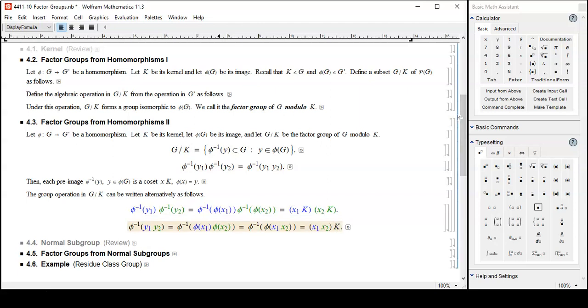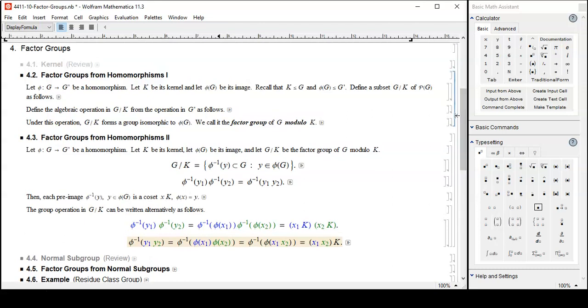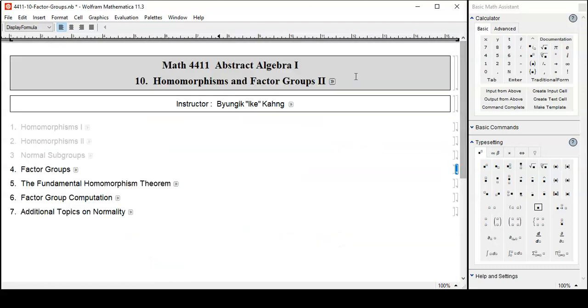Okay, that completes one approach of factor groups using cosets, using homomorphisms and kernels. The problem is, what if your subgroup is another normal subgroup not associated directly to a kernel? Well, you'll have to do a little bit harder way, and that's something we are going to do in the next video.